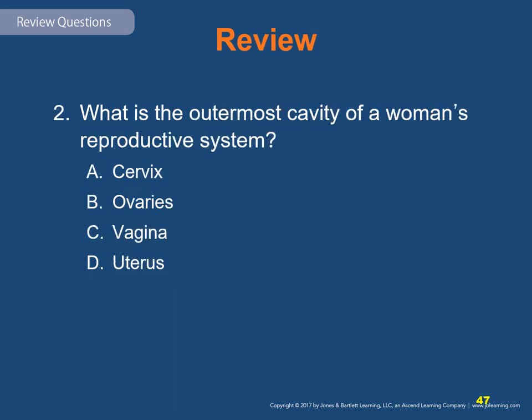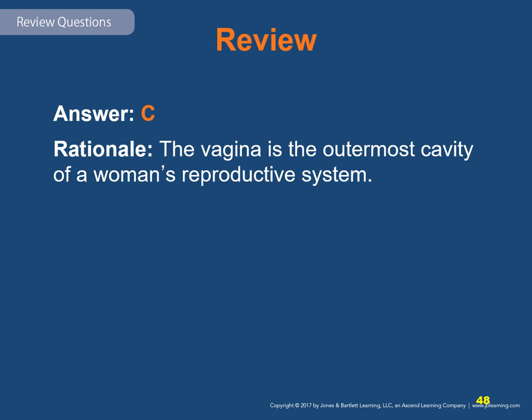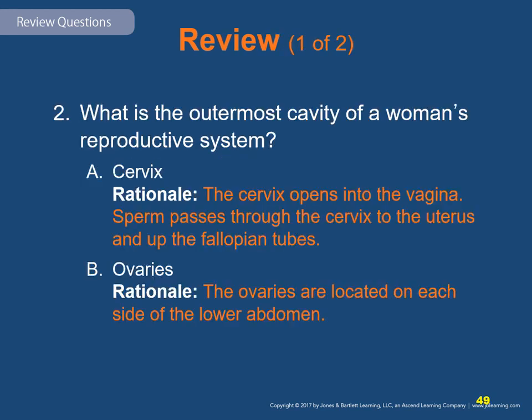Review question 2. What is the outermost cavity of a woman's reproductive system? A. Cervix, B. Ovaries, C. Vagina, D. Uterus. The correct answer is C. The vagina is the outermost cavity of a woman's reproductive system.